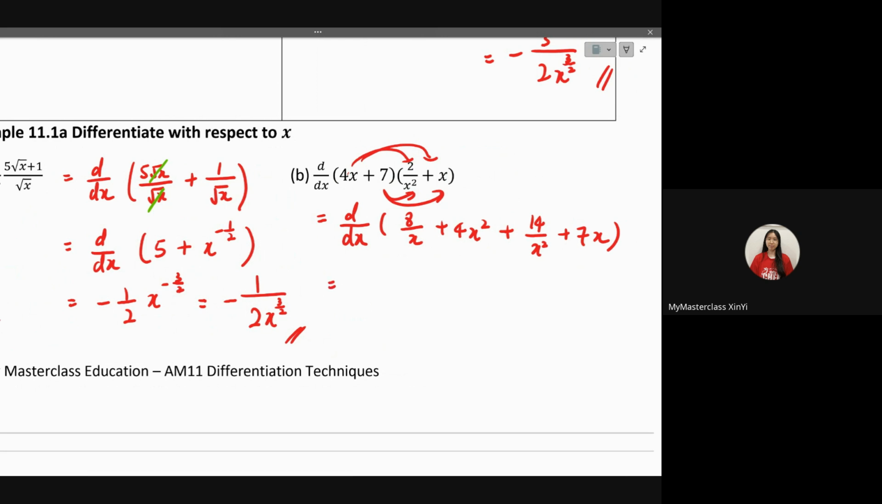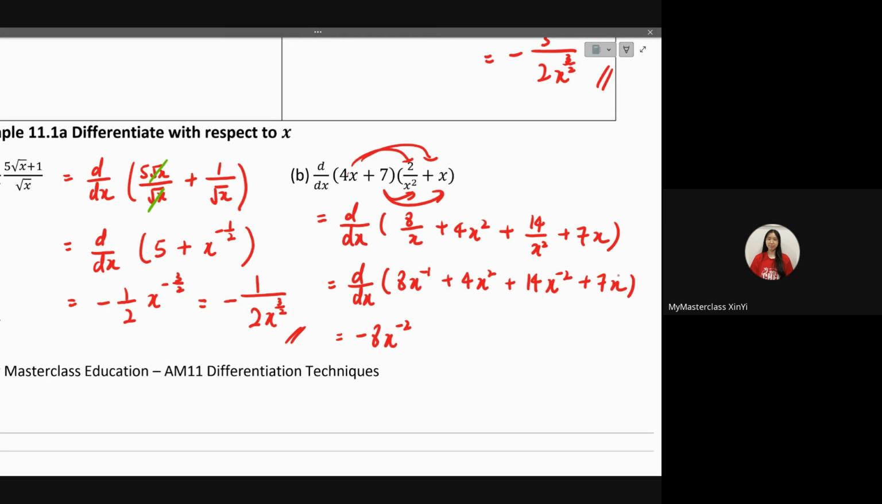So here you can differentiate one by one after you change it into the power form first. All the ones at the denominator, put it up with a negative power. Then this one plus 4x squared plus 14x to the power of negative 2 plus 7x. Now do the chant again. Bring down the power, reduce the power by 1 for each of them. Bring down the power, this becomes negative 8. Reduce the power by 1. Same thing for this, this, and this.